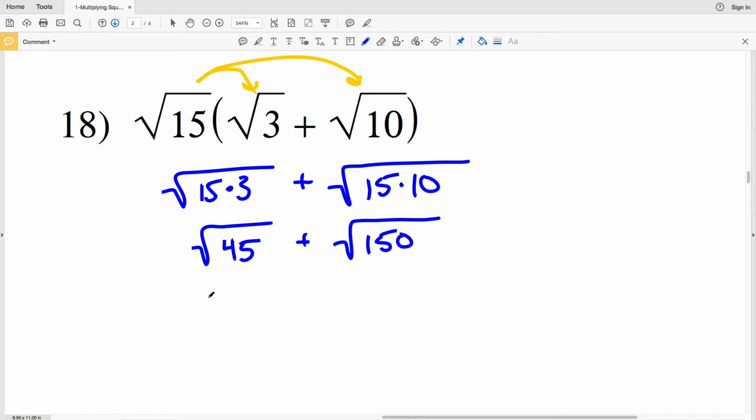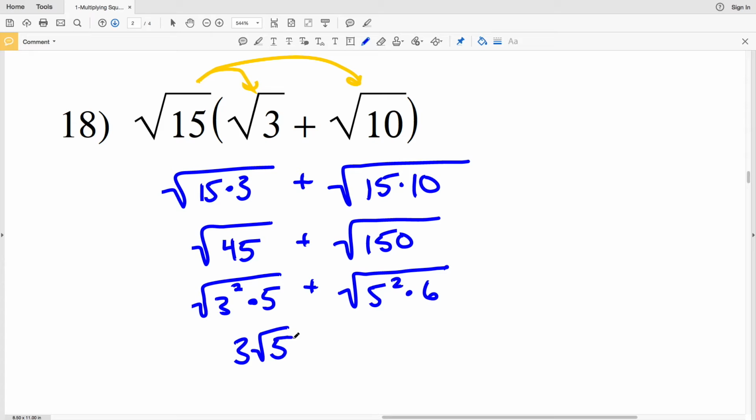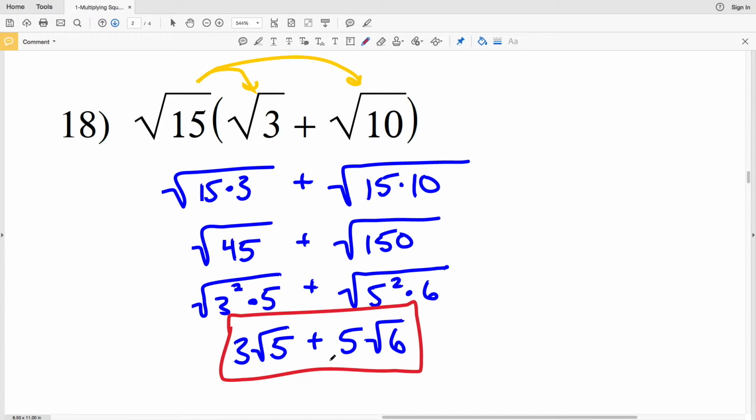The square root of 45 we can rewrite as the square root of 9 times 5, which is the square root of 3 squared times 5. And we're adding that to the square root of 150, we can rewrite as 25 times 6, or 5 squared times 6, since 5 squared is equal to 25, and 25 times 6 is 150. The square root of 3 squared times 5 is 3 times the square root of 5, plus the square root of 5 squared times 6 is 5 times the square root of 6. 3 times the square root of 5 plus 5 times the square root of 6 is the solution for number 18.